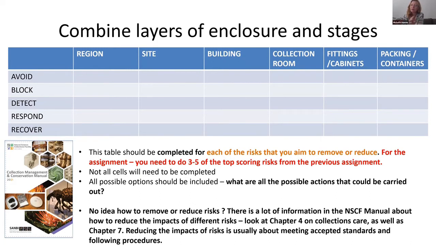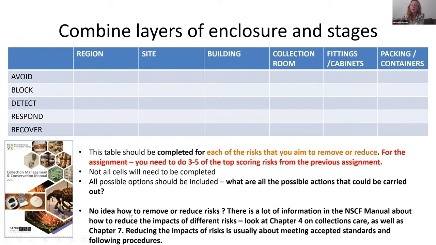And so for your assignment, you're going to have 3 to 5 of these tables, one for each of the top scoring risks. And you don't populate every single cell in the table. Sometimes you will just have 2 or 3, and we'll look at some examples. But what you need to do is to put all the possible options that can be included. So you don't just pick one, you think through it very carefully and think, what are all the possible things I could do? And let me put them all down. And then afterwards you analyze them.